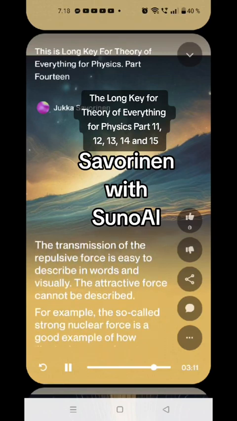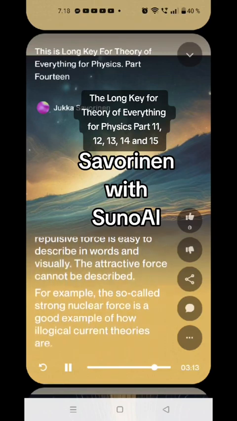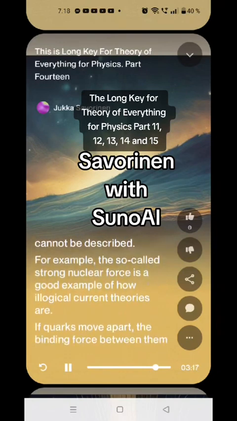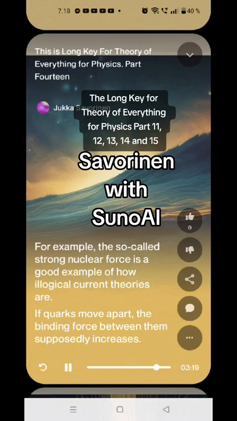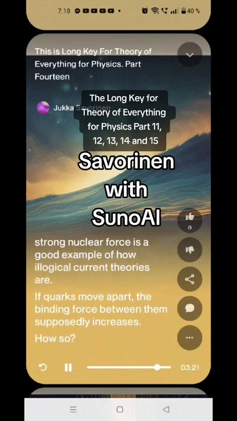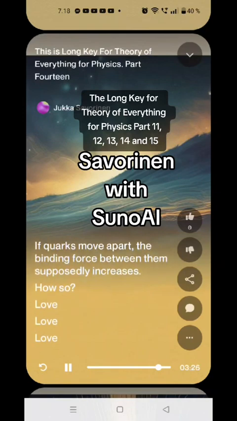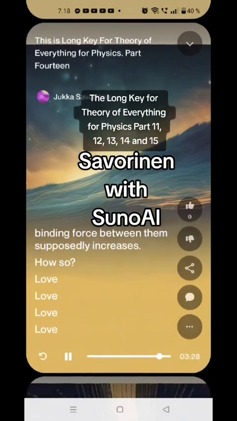A translation of the repulsive force is easy to describe in words and visually; the attractive force cannot be described. For example, the so-called strong nuclear force is a good example of how a logical current moves on. If quarks move apart, the binding force between them supposedly increases.